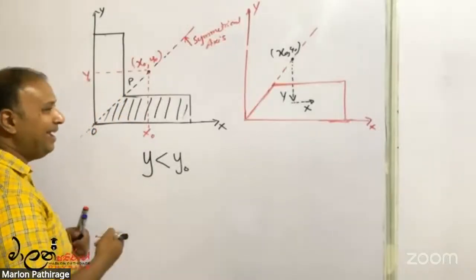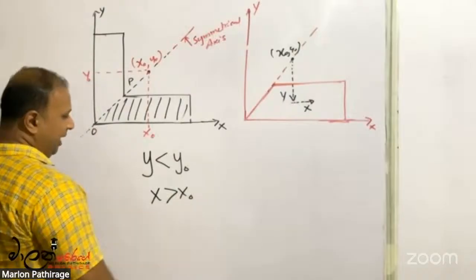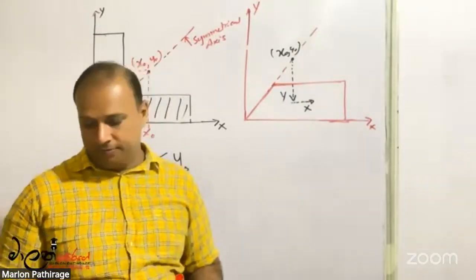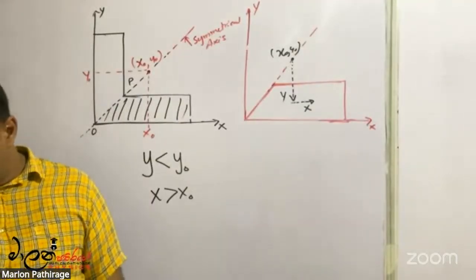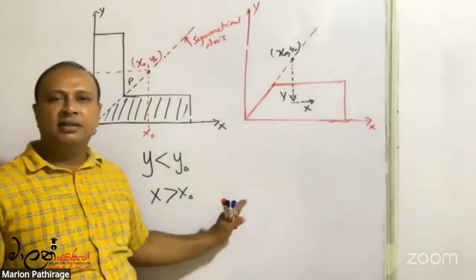Therefore, the x coordinate should be higher than x naught. The y coordinate should be lesser than y naught. Therefore, the correct answer should be answer number 4. If you get that, please raise your hand.